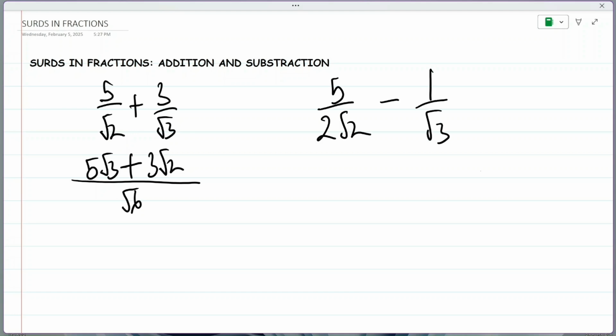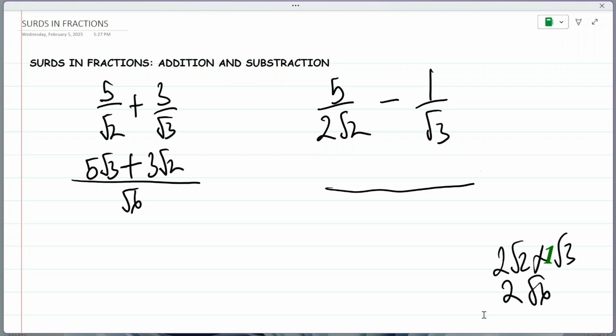Just like you do in addition and subtraction of fractions, you find the LCM. The LCM of 2 root 2 and root 3 is 2 root 2 times root 3. Since this root 3 has a 1 in front of it, you do 2 times 1, 2, then root 2 times root 3 is root 6. So the LCM is 2 root 6. And you know we had to multiply this by something to get 2 root 6. So if you divide 2 root 6 by 2 root 2, you get root 3. The result is root 3.